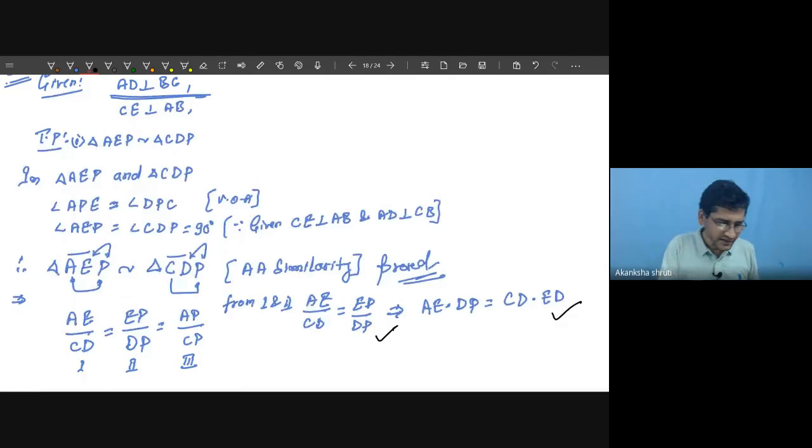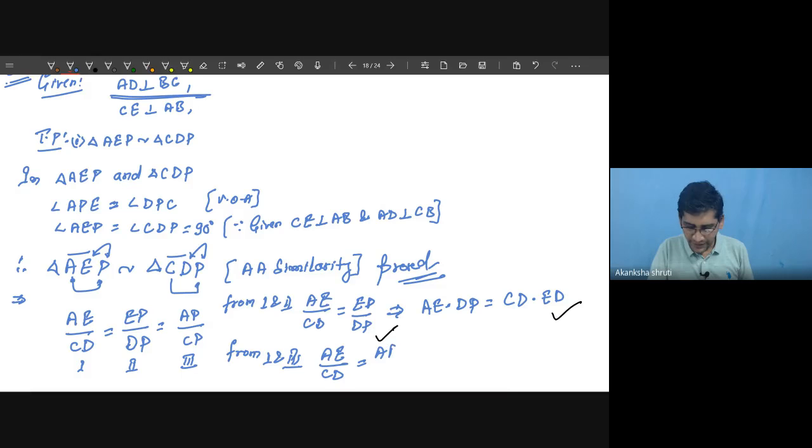Rather than this, they may also ask in this fashion. Here, by taking first and second, we have obtained this. It may be asked, say, to prove AE by CD is equal to AP by CP. Then I need to take first and third. Okay, so AE by CD is equal to AP by CP.